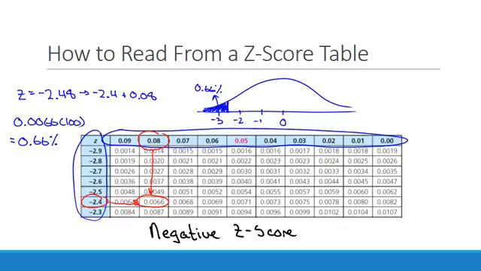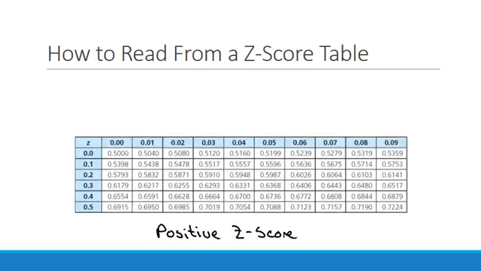Meaning, conversely, that this data value is smaller than 99.34% of the material. So that's really a small z-score. There's also positive z-scores. Remember, when you're positive, you're larger than the mean.